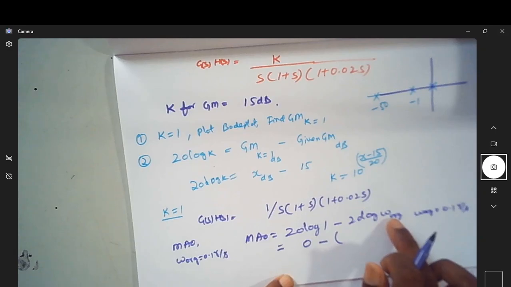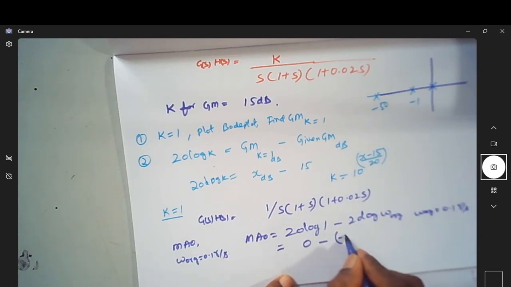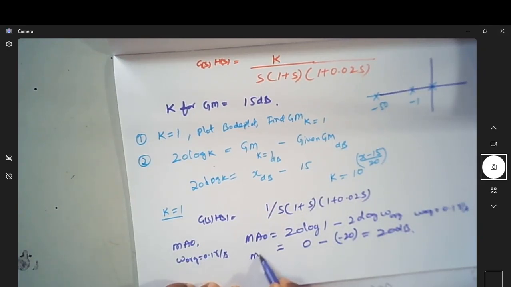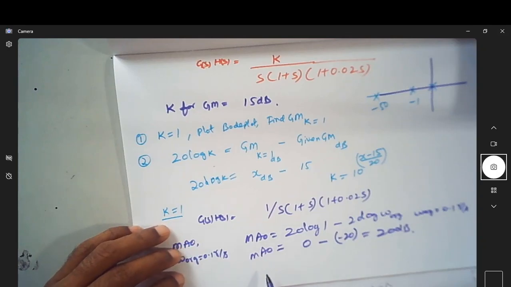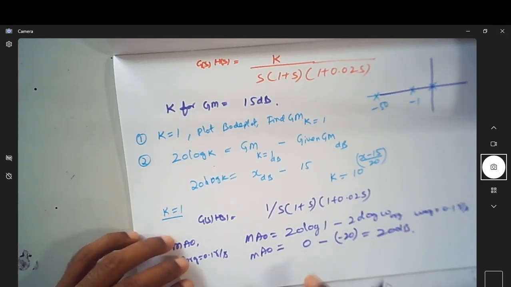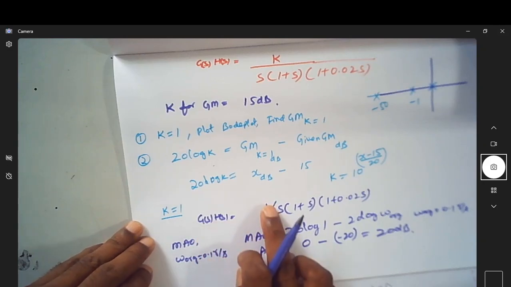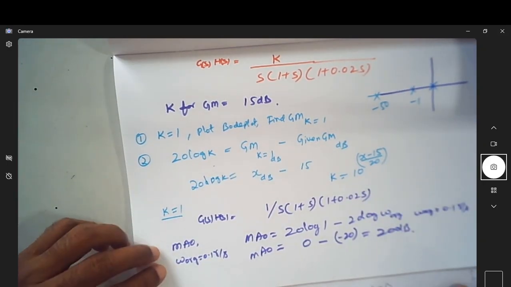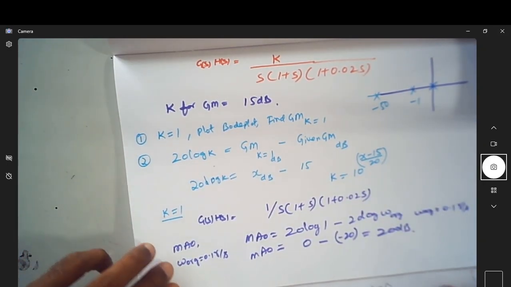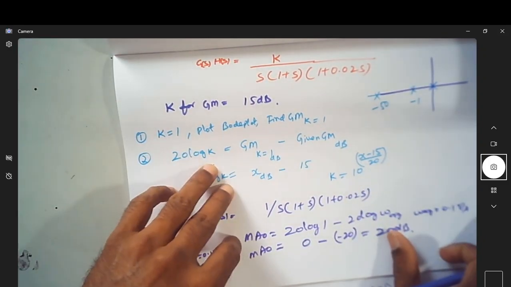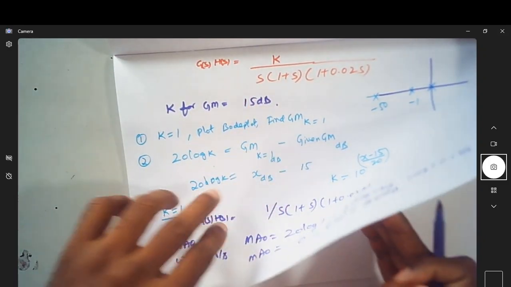So 20 log of 0.1 is minus 20, so it is minus 20 dB. So this happens to be 20 dB. What is this? Magnitude at origin. So once we know this, we can write the slope table. Now this is what we are trying to do: with K equal to 1, we are trying to plot the graph. So let us write the slope table with this magnitude at the origin as 20 dB, which can be easily written for these pole positions.